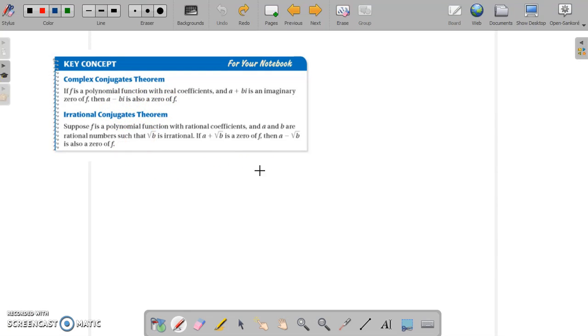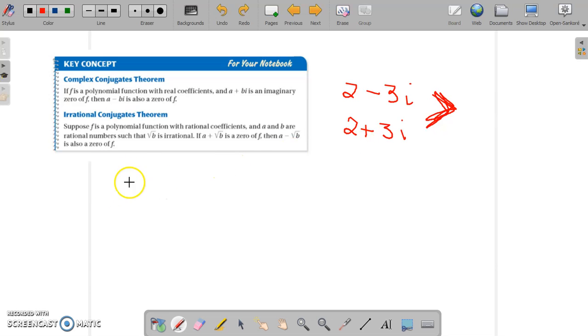And basically all this is telling you is if you happen to have a complex solution, if you know that you have a zero that's 2 minus 3i, okay, you know that's one of your zeros, then 2 plus 3i has to be another zero. They both have to be included. You can't just have one or the other. You have to have both.